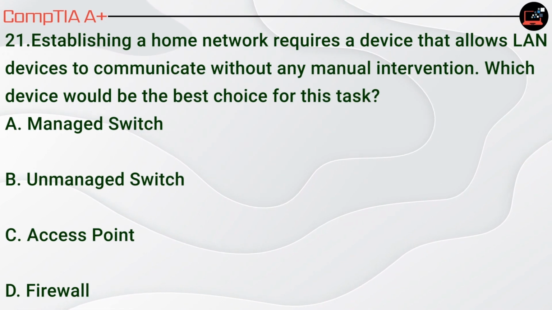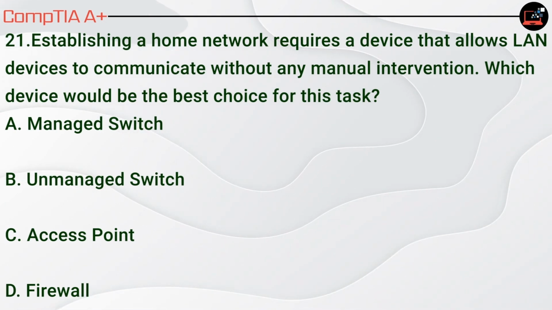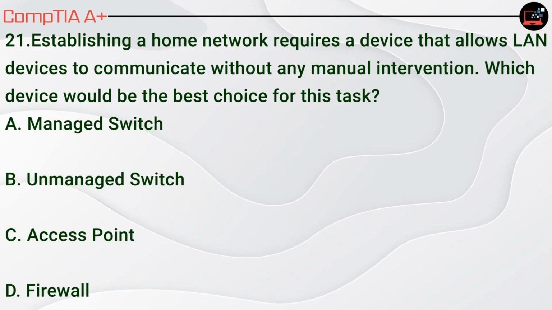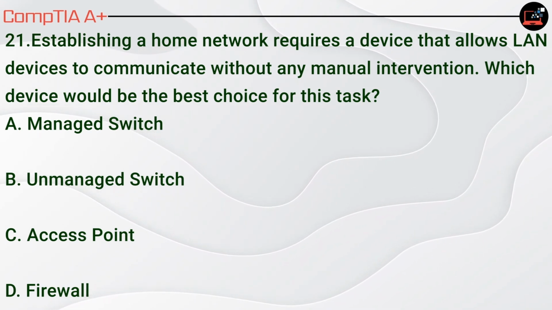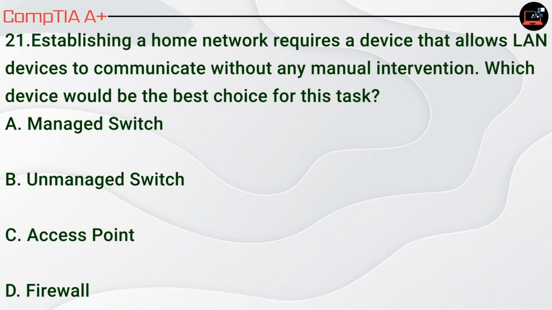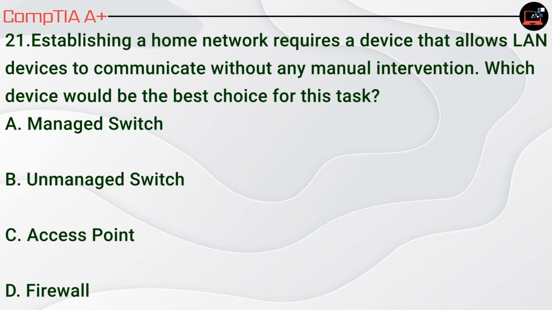21. Establishing a home network requires a device that allows LAN devices to communicate without any manual intervention. Which device would be the best choice for this task? A. Managed switch, B. Unmanaged switch, C. Access point, D. Firewall.